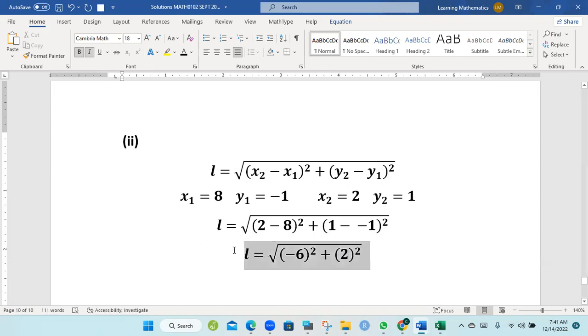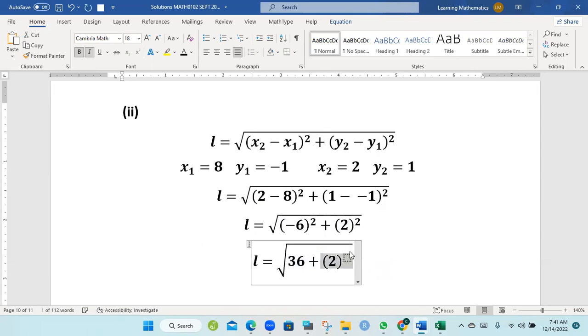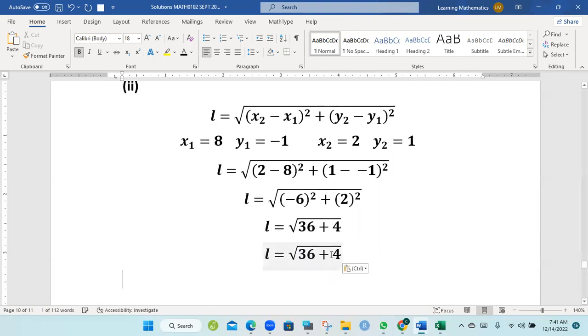And now we have to find the square of -6. That will be 36. -6 times -6 is 36. And 2 squared is 2 times 2, which is 4. Remember, a negative times a negative is a positive. Now we're going to add 36 and 4. 36 plus 4 will give us 40. And we're going to find the square root of 40 now.